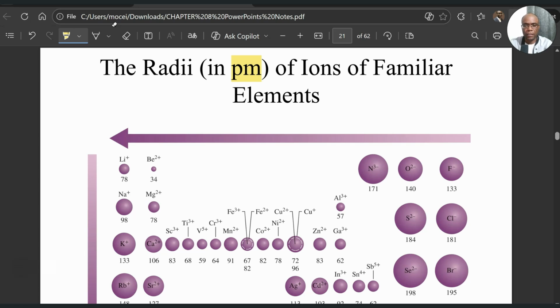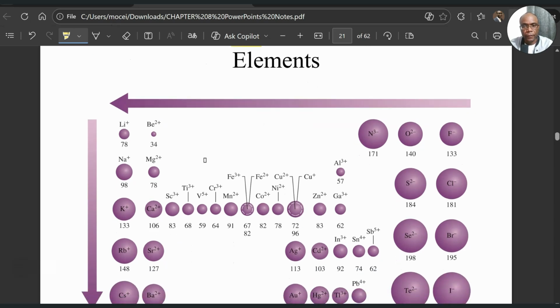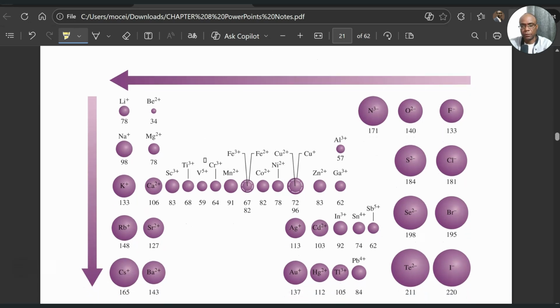Now remember how we said that ions of metals are smaller than the atoms of those metals, and anions of nonmetals are bigger than the atoms that form those anions. So you're looking at a visual representation of these ions, cations and anions. Remember, cations are the positively charged ones, and they'll be seen somewhere here. And then the anions will generally be on the left side.